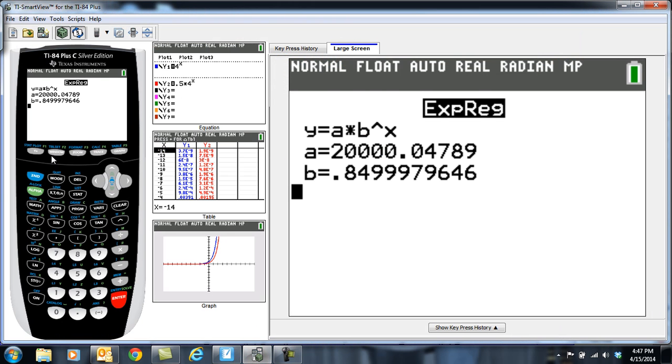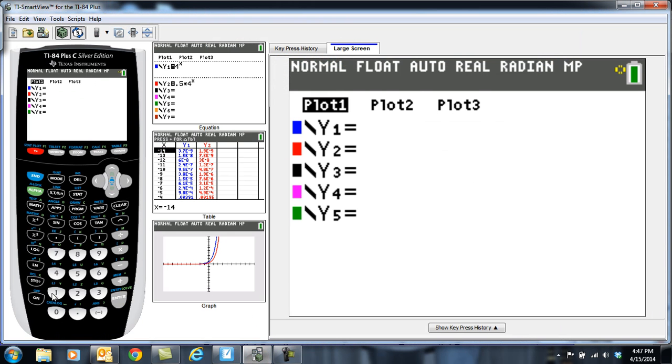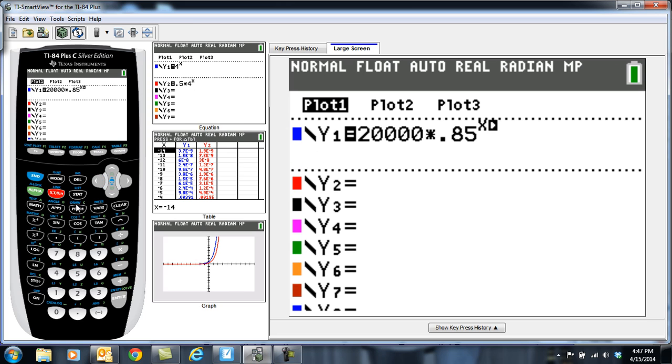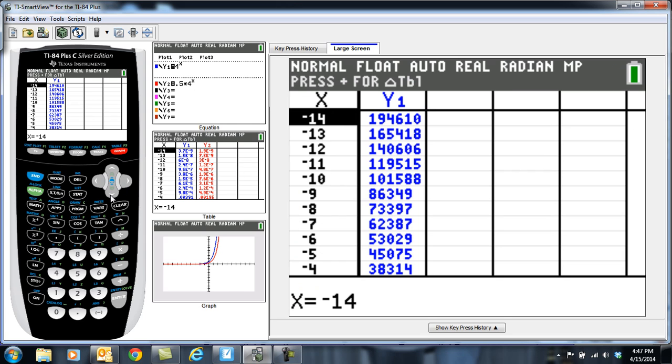That's when we go back to our calculator. We go into y equals, and we're going to enter that equation we just wrote down, which was 20,000 times 0.85 to the power of x. And we go to our table, second graph, and I need 10 years, and so we'll go to where x equals 10.